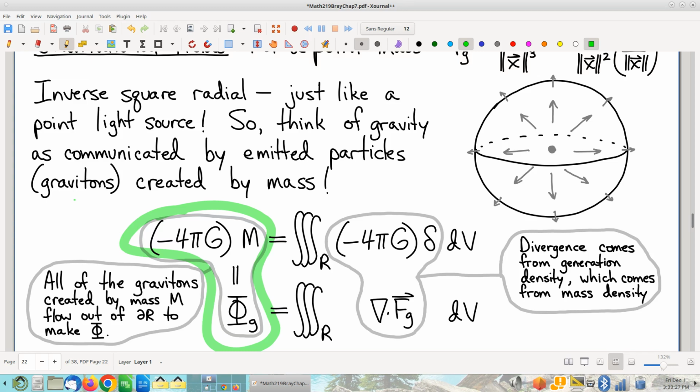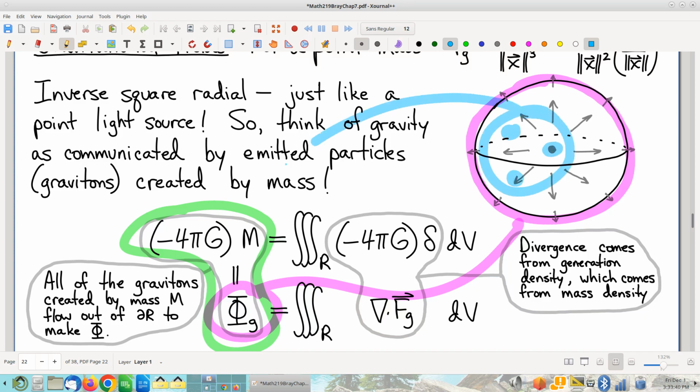So whatever this surface is here, right? If you're interested in the flux through that surface, well, however much mass you have, be it there or there or there, each piece of mass is shooting out gravitons. They all count as flux because they all leave this surface. And so the amount of mass is directly proportional to the amount of flux.